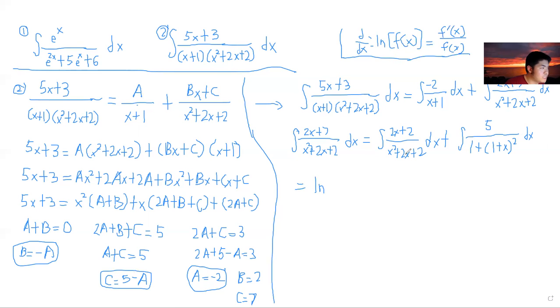of the absolute value of this, but x squared plus 2x plus 2 is never negative, at least in the real number sense. So you can just say ln of x squared plus 2x plus 2. Because it is never negative, you don't need the absolute value signs. You can if you want, but it's not necessary. Plus 5 tan inverse of 1 plus x squared.